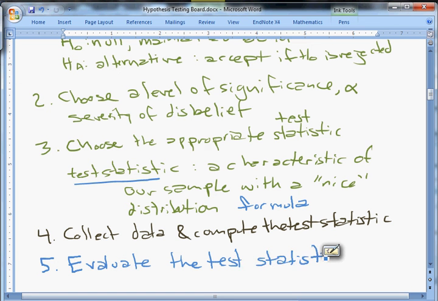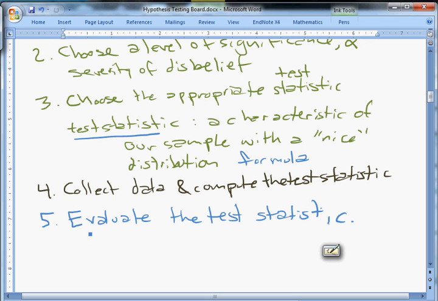Now, in a new video, which I'm going to post relatively soon, maybe right after this, I'm going to go through and explain how we go through each of these steps and what they're like. But these are ultimately the five steps. Real quick, evaluating the test statistic means find out how likely our sample is and decide what to do about our hypotheses.